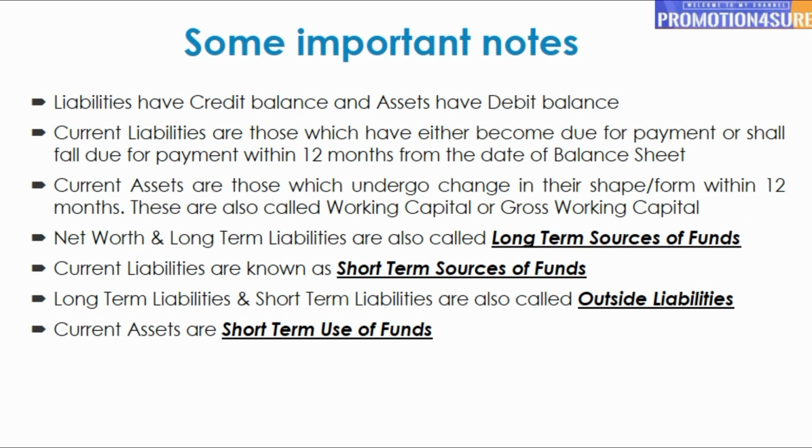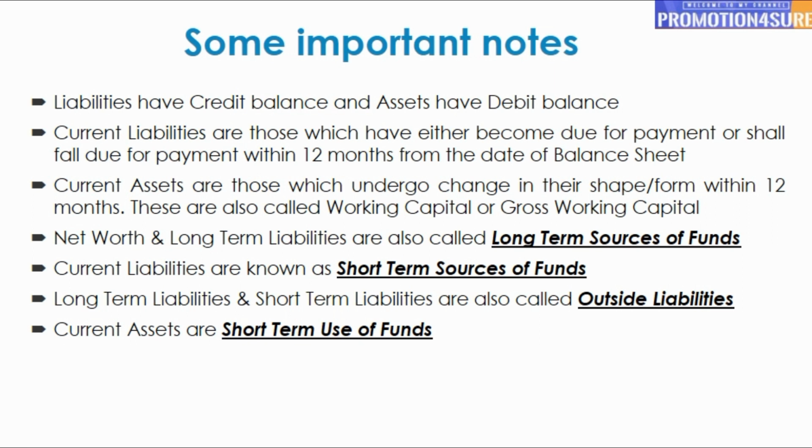Current liabilities are those which have either become due for payment or shall fall due for payment within 12 months from the date of balance sheet. Current assets are those which undergo change in their shape and form within 12 months. These are also called working capital or gross working capital.